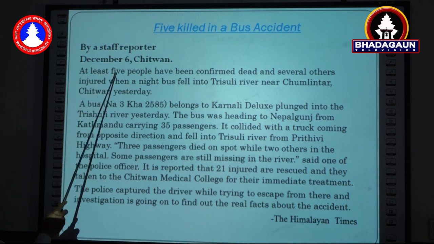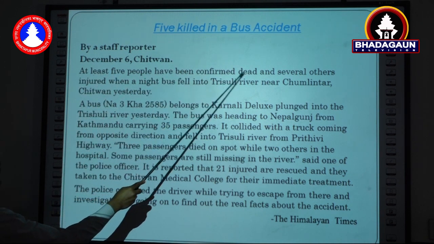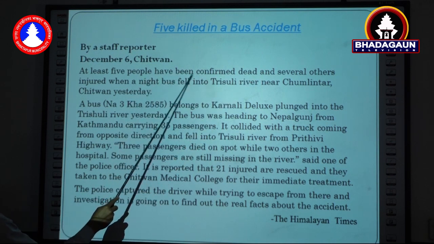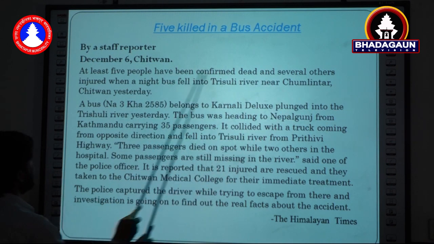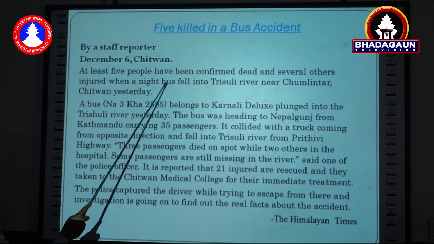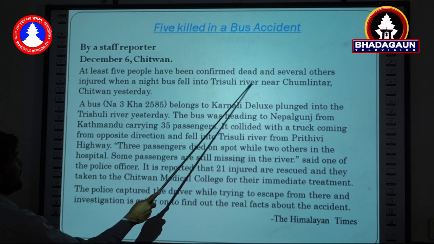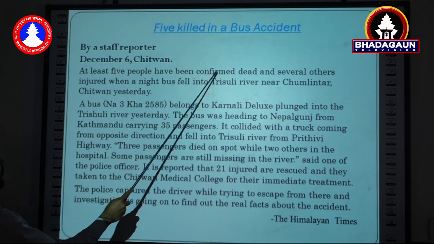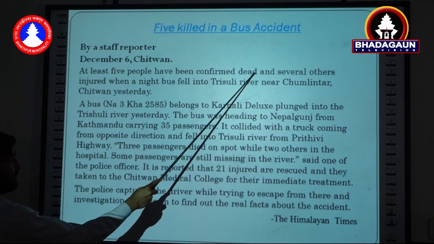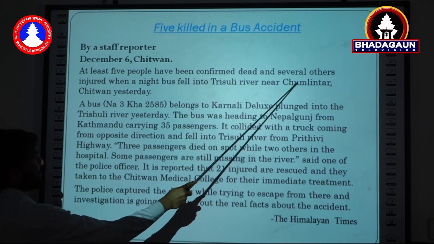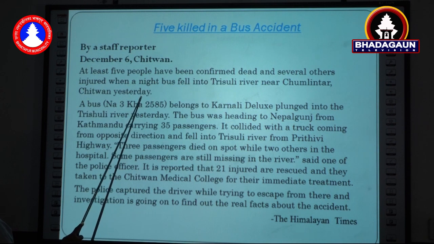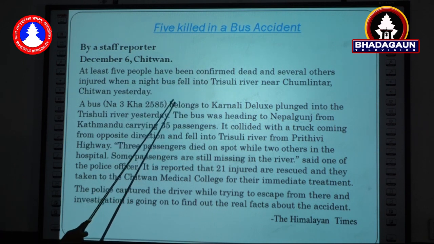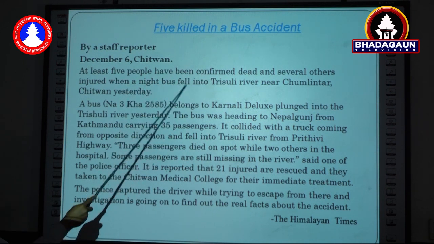At least 5 people have been confirmed dead and several others injured when a night bus fell into Trishuli river near Chumlingtar, Chitwan yesterday. What happened? 5 people have been confirmed dead, a bus met an accident. Where? Chumlingtar. When? Yesterday. Generally the answers to the three questions are compiled here to make the lead.